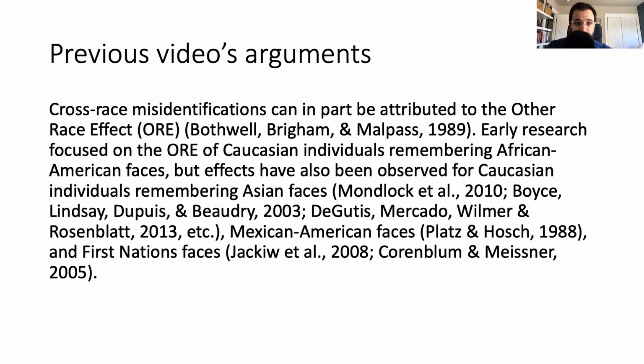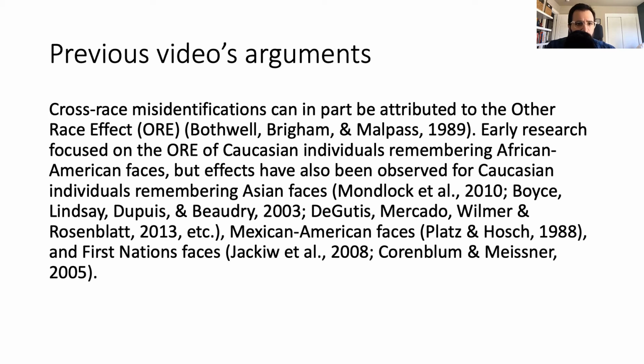So in the previous video, we worked up toward the arguments on the slide here. We were talking about cross-race misidentifications specifically and how they can be attributed to the more basic other race effect, originally shown in, or maybe originally meta-analyzed, I believe, in 1989.